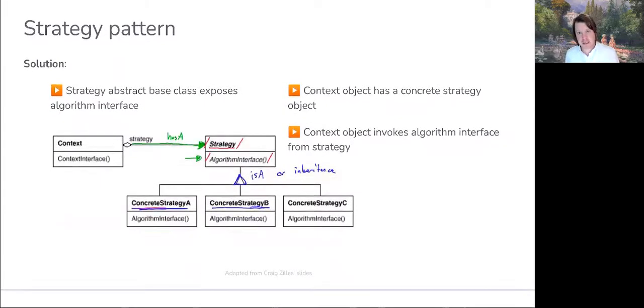So the solution here is going to be the strategy pattern. We're going to have a strategy abstract base class, which is going to expose the interface to our algorithms. We're then going to have some sort of context object, which is going to have a concrete strategy. And the context object is going to invoke the algorithm through its interface, and thus would interact with a particular strategy. So I took this diagram from Professor Zillis's slides. So here's some of his handwriting.